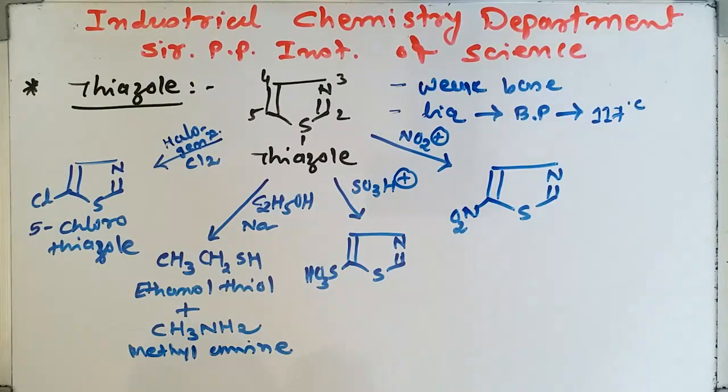Here we complete the classification of heterocyclic compounds. Today we complete the 5-member rings containing one or two or more heteroatoms: pyrrole, furan, thiophene, pyrazole, imidazole or iminazole, oxazole and this thiazole. These all have one heteroatom or two or more heteroatoms.